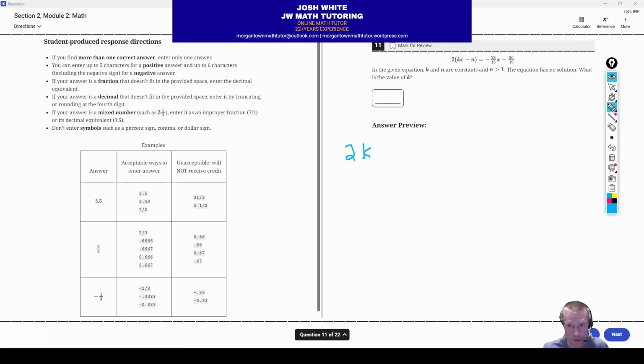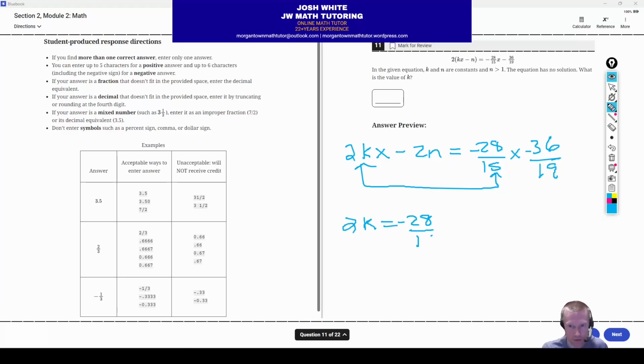I'll distribute the 2 that's in front of the left side, and then on the right side, just copy it down. Okay. So for this linear equation to have no solution, what has to happen is all the x's have to cancel out, and then you're left with 2 different numbers. So all we're concerned about is the 2 x terms. Specifically, they have to be equal to each other. So if I take the coefficients in front of them, the 2k and the negative 28 over 15, and I set them equal to each other and solve for k, this will be my answer.